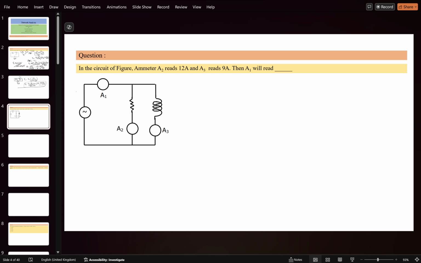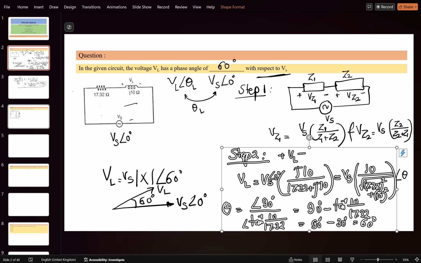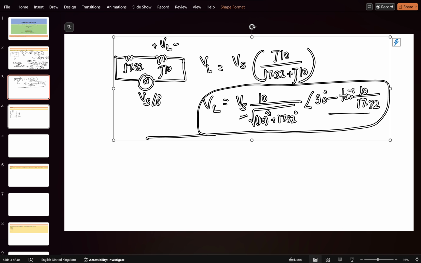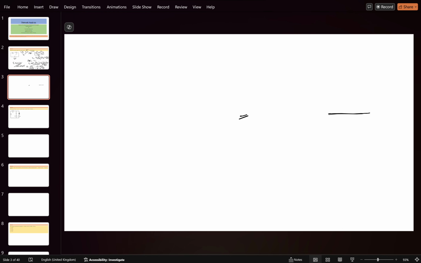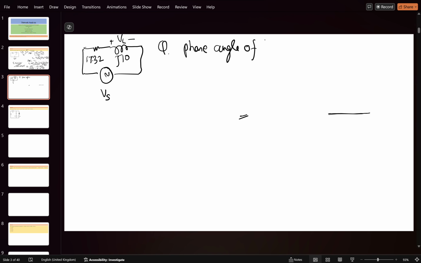Sir, could you explain the previous problem once again? Yes, sure. Let me take the question again. Let me draw the circuit first. The R value is given as 17.32, and this was j10. This is Vs, which is given, and this was VL. The question is asking for the phase angle of VL with respect to Vs.